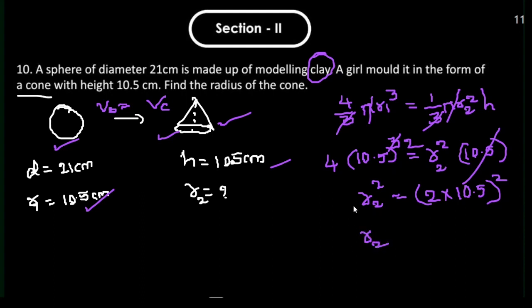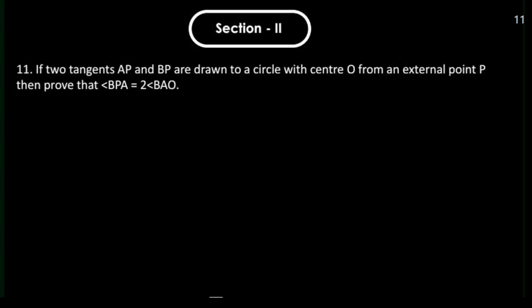Then R2 becomes, on both sides the bases are different but the powers are equal, right? So the square gets cancelled. Then R2 is equal to 21 centimeter. So this is the radius of the cone, the base of the cone, right? So that's it. We have found the radius. Now let's go to the next question.